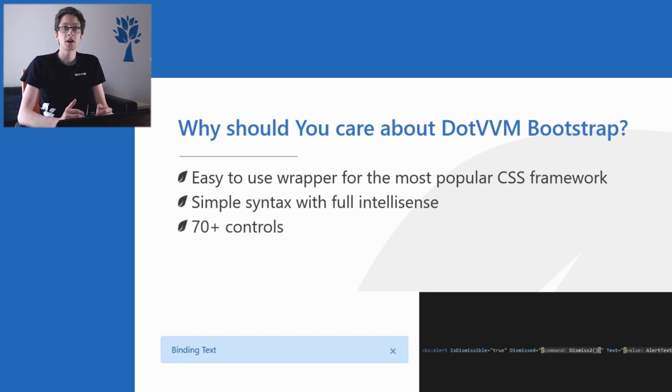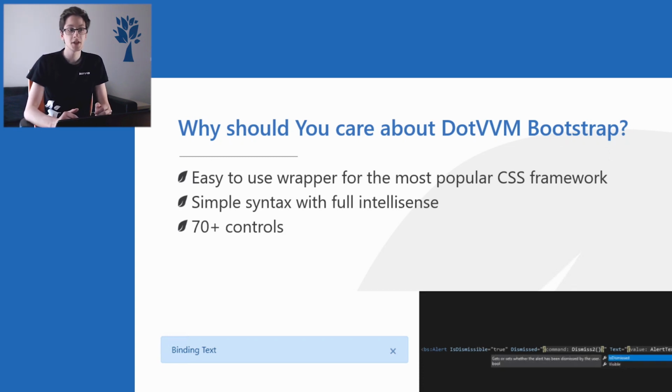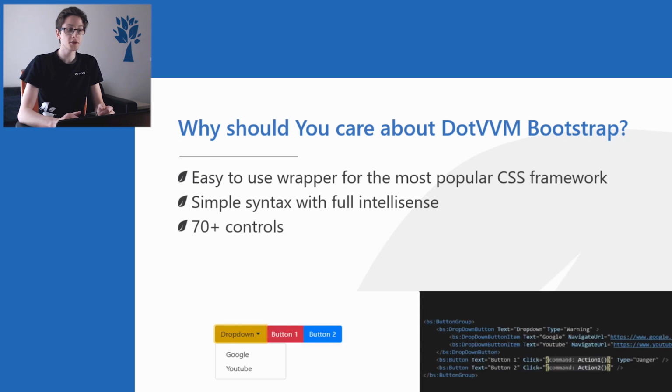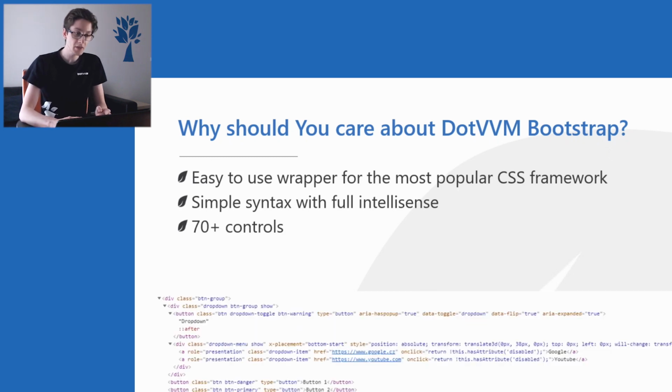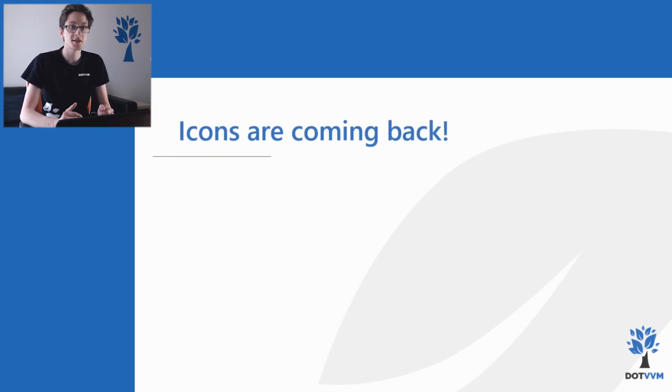DotVVM Bootstrap comes with more than 70 controls with full IntelliSense support. The controls are easy to use and do not require any prior knowledge of inner Bootstrap HTML structure. But let's jump to the new features now. The first of them is the icons.